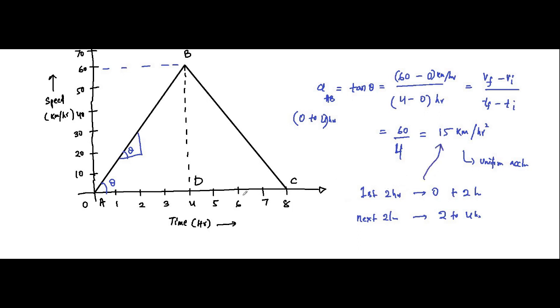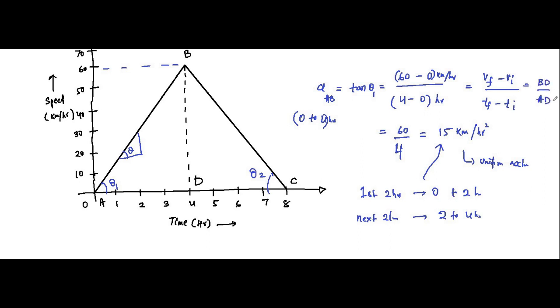Then focus on the BC portion, from 4 to 8 hours. It also has a slope, but it is a negative slope. Let this be theta 1 and this be theta 2. So this is theta 1, and this is theta 2. Here the tangent will be BD by CD, and similarly for the first part it is BD by AD.